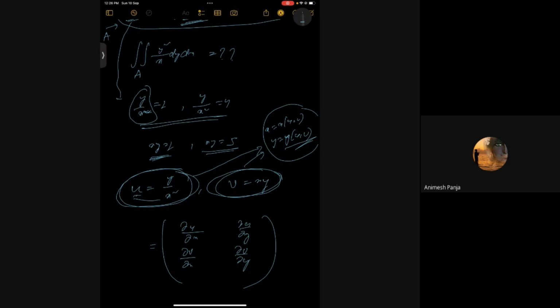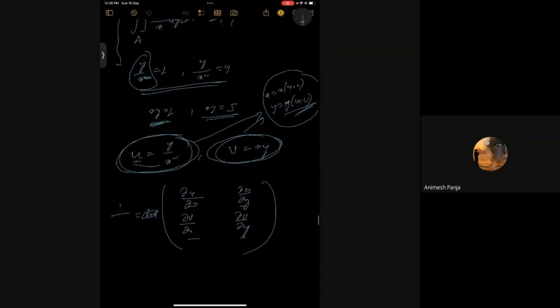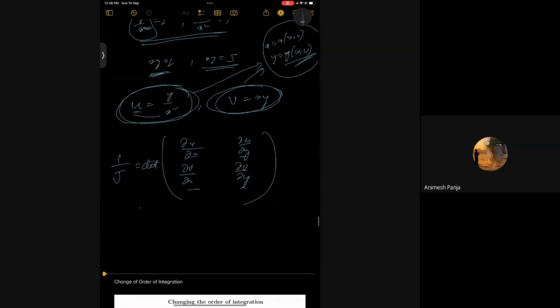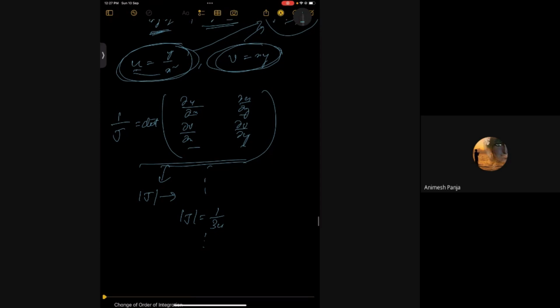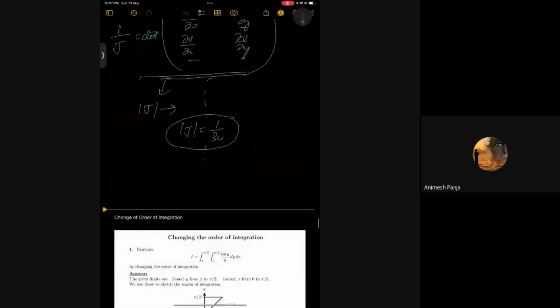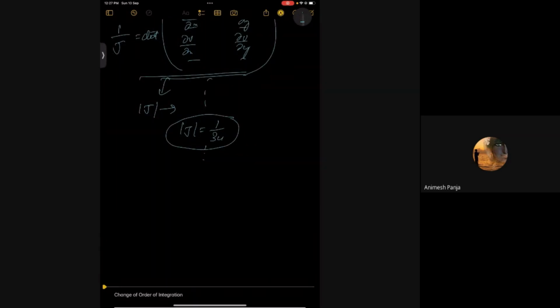Jacobian of u and v with respect to x and y. Find the determinant, and instead of setting it to be j, I'll just set it to be 1 by j, the reciprocal. Do that, and from here, you find out what the absolute value of j is. The absolute j turns out to be 1 by 3u. I've done all these things because I was asked to prepare for this, and I found this to be this. I urge you to check it.